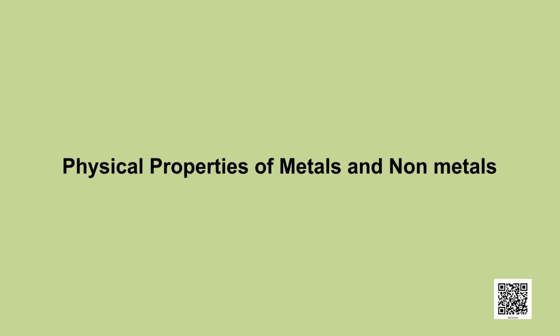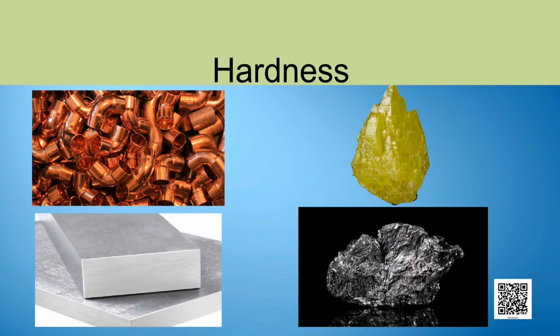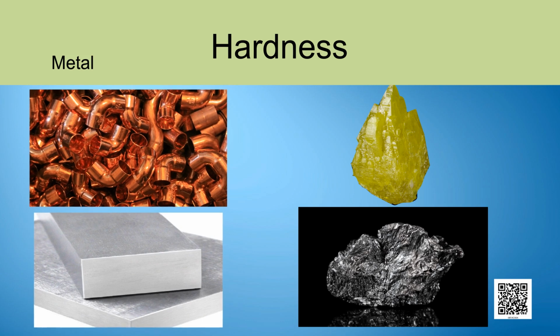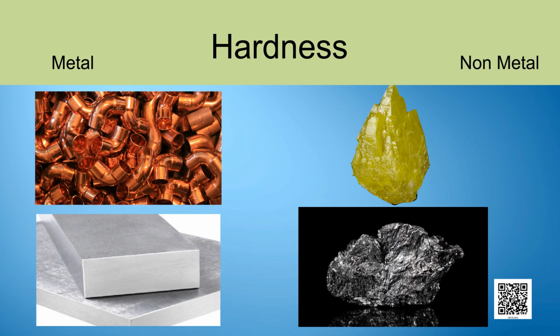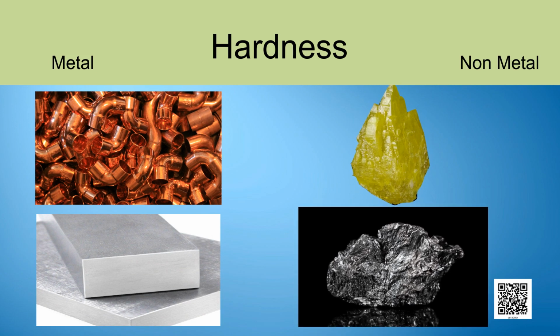First of all, we will discuss their very important property, that is hardness. Observe this picture here. We have taken 4 substances. 2 of them are metals and other 2 are nonmetals. Here the metals are copper and iron and the nonmetals are sulfur and carbon.